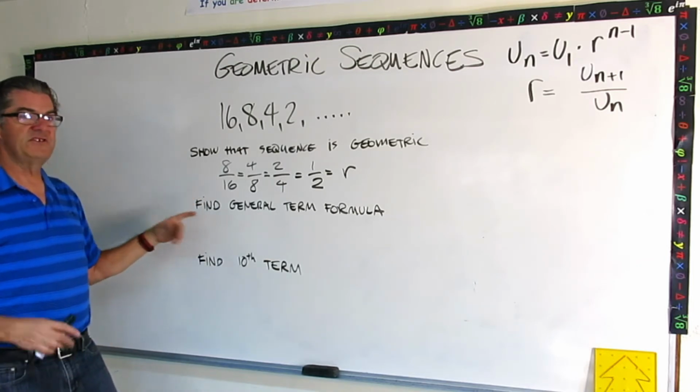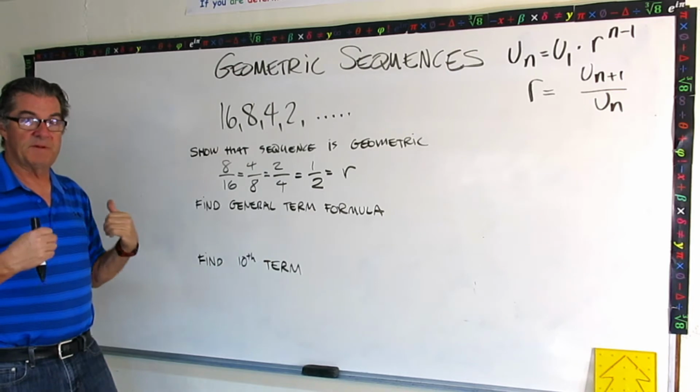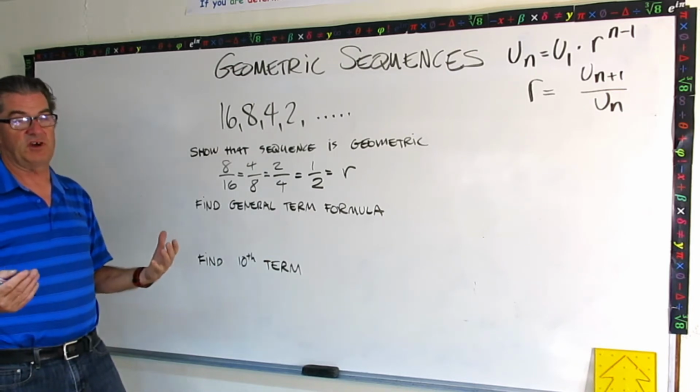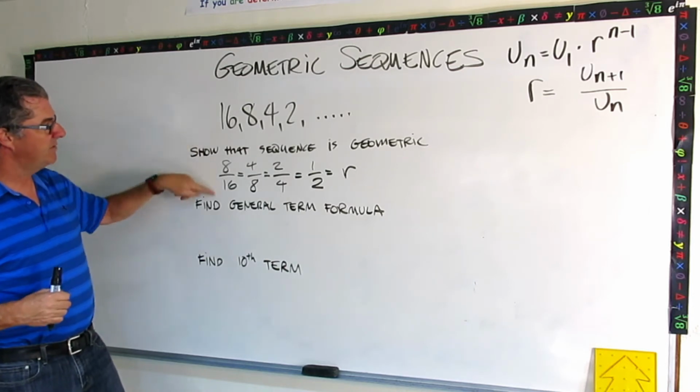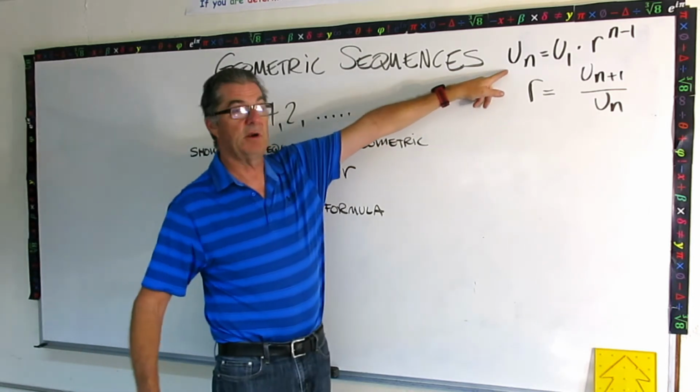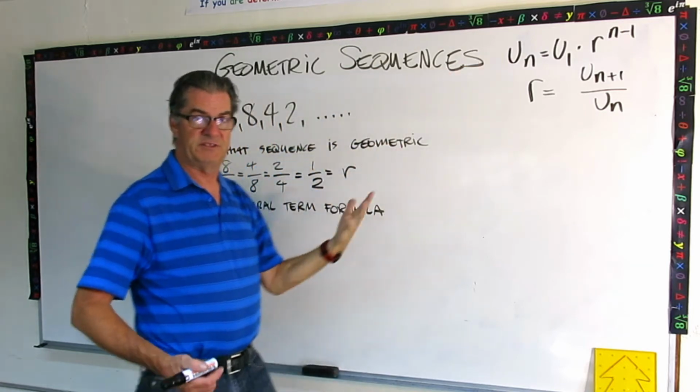Okay, now we need to find the general term formula. We need that formula, it's super handy, then we can calculate the 50th term or the 27th term or whatever we want. So what we're going to do is plug in what we know about this sequence into our general term formula, which I've put up there for us, and see what we get.